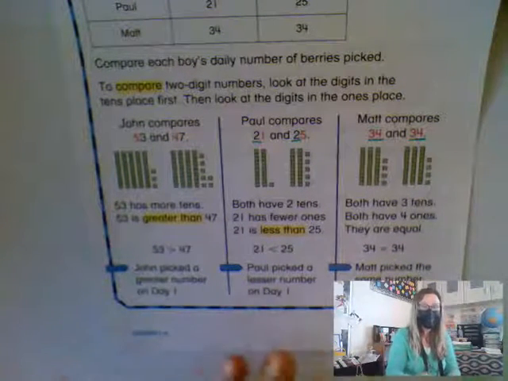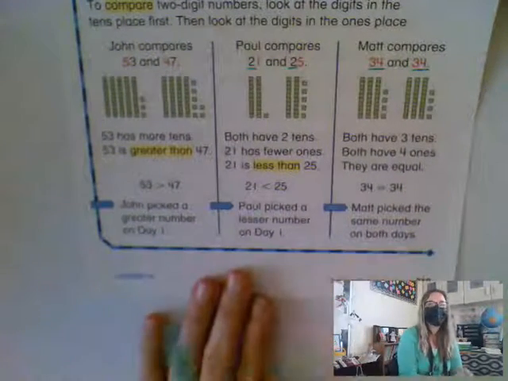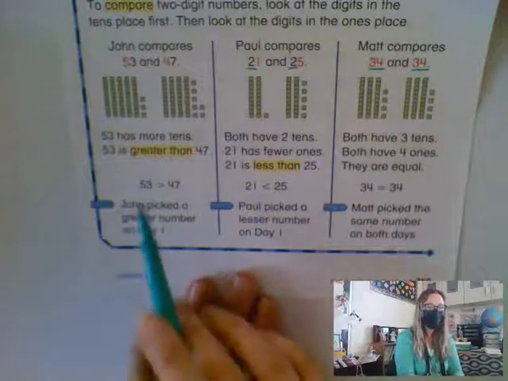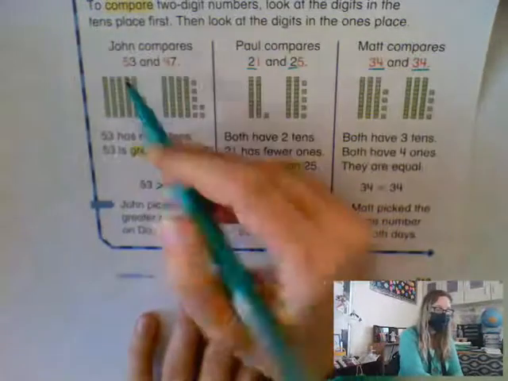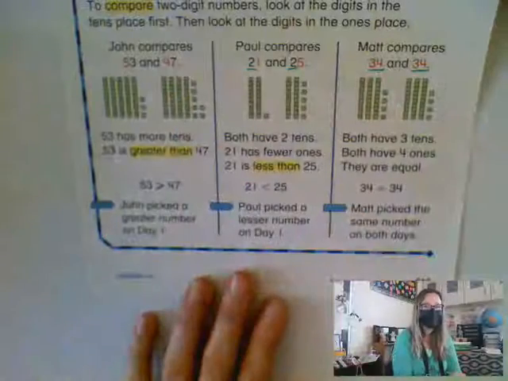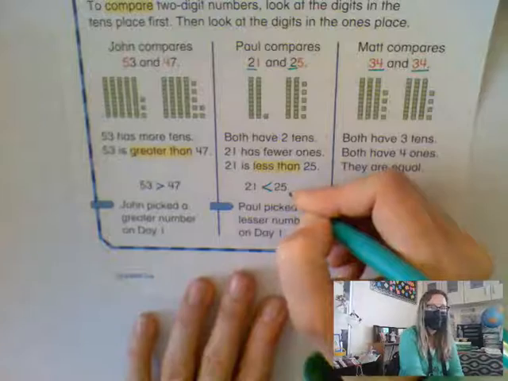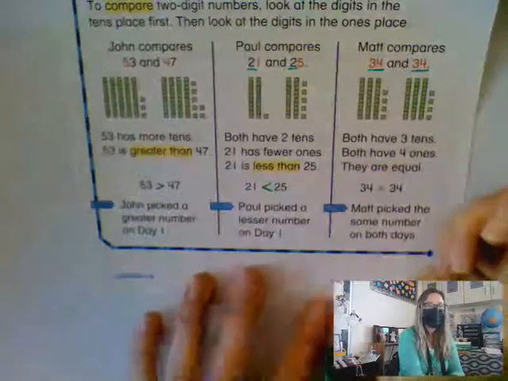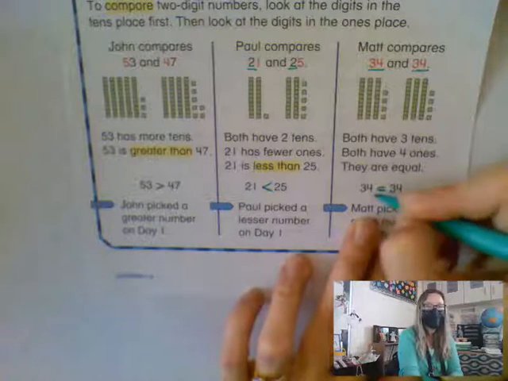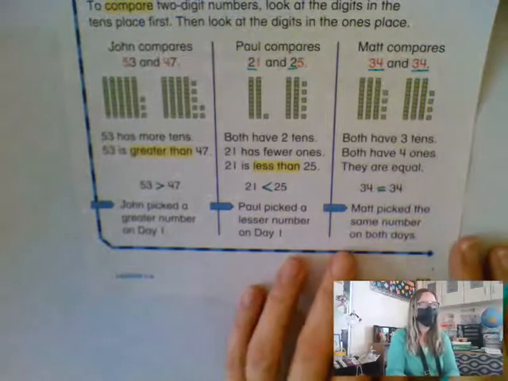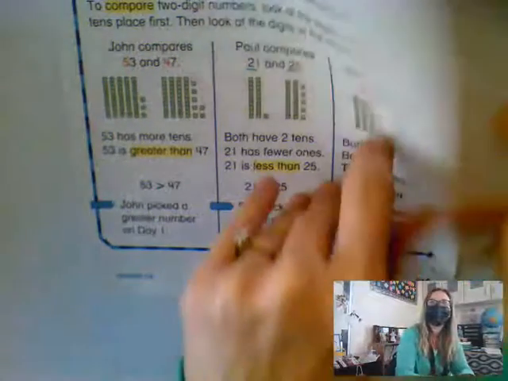They're equal. So if we look down at the bottom, we can see our Allie the alligator. Here, she's eating the 53 because the 53 is bigger than 47. Here, she's eating the 25 because 25 is bigger than 21. And here we have the equal sign because they are both equal or the same. So that's what we'll be doing today, looking at two-digit numbers and comparing them.